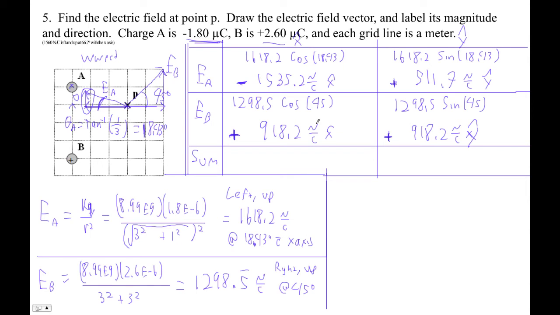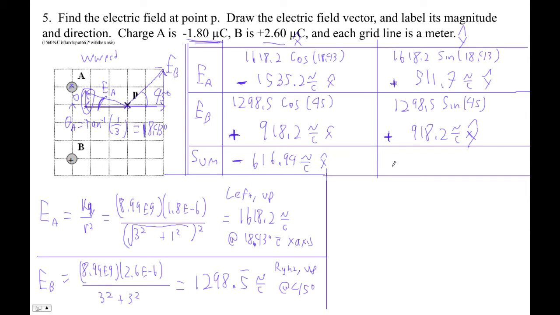So this is to the right. That's positive. That's good. These are equal. That's up, because the y component's up. And now we're just going to add these guys together. So let's go opposite of the 1535 guy plus the 918 guy. This is minus 616.94. It's been a long night. And that's newtons per coulomb in the x direction.